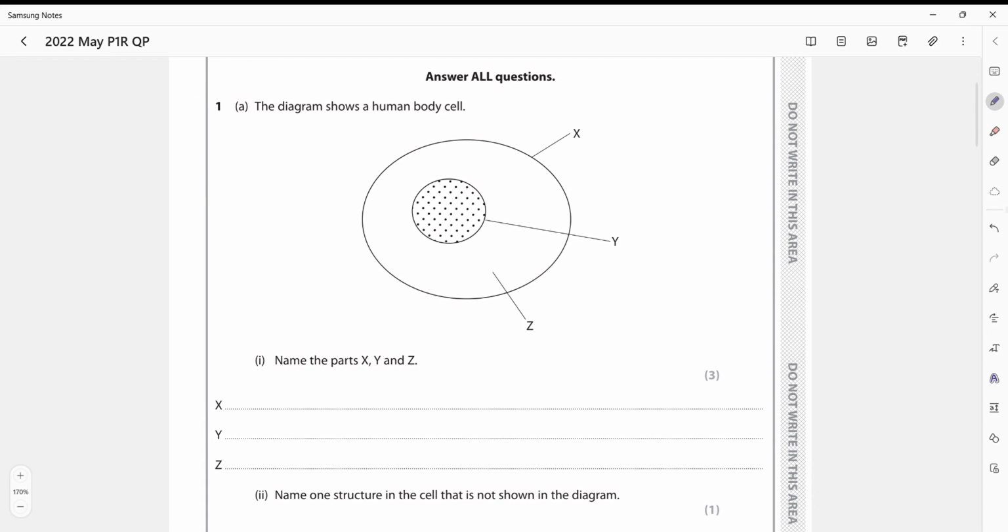Question 1, the diagram shows a human body cell. Name the parts X, Y, and Z. So X here is the cell membrane. The cell membrane is responsible for controlling substances that come in and out of the cell. Y would be the nucleus. So that stores the genetic information, and Z is the cytoplasm.